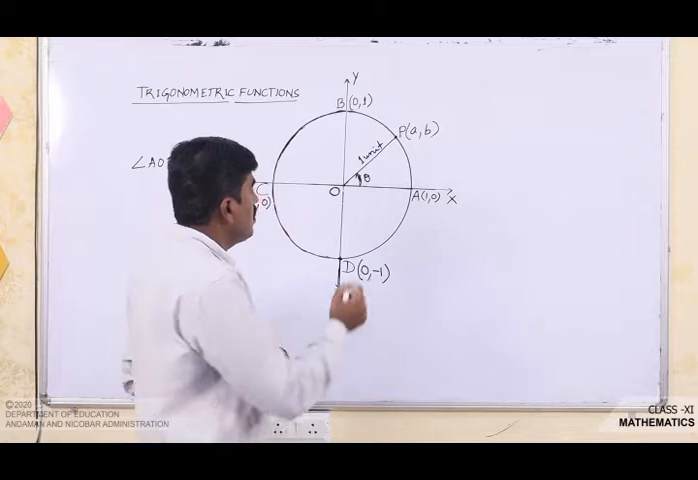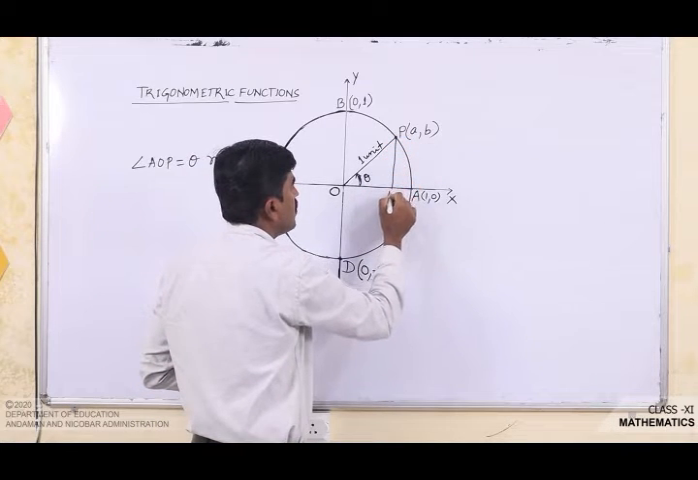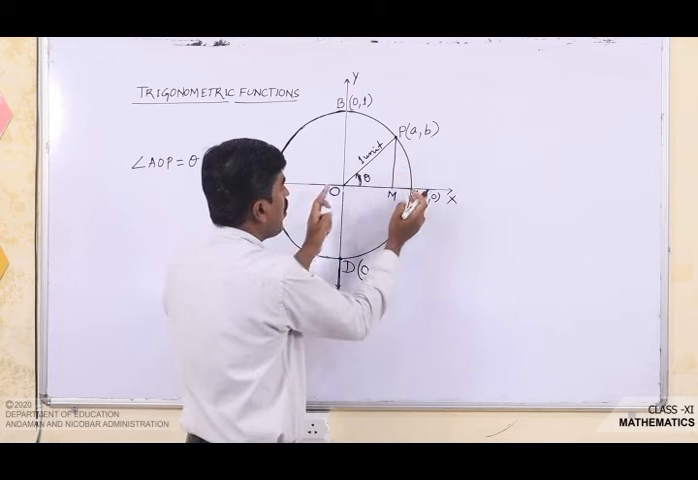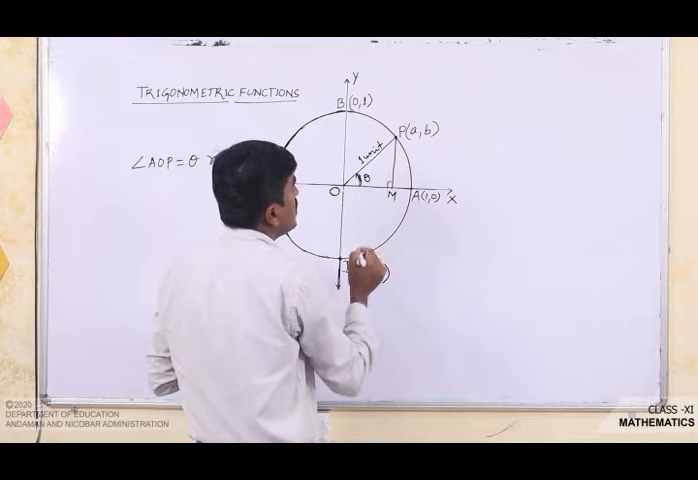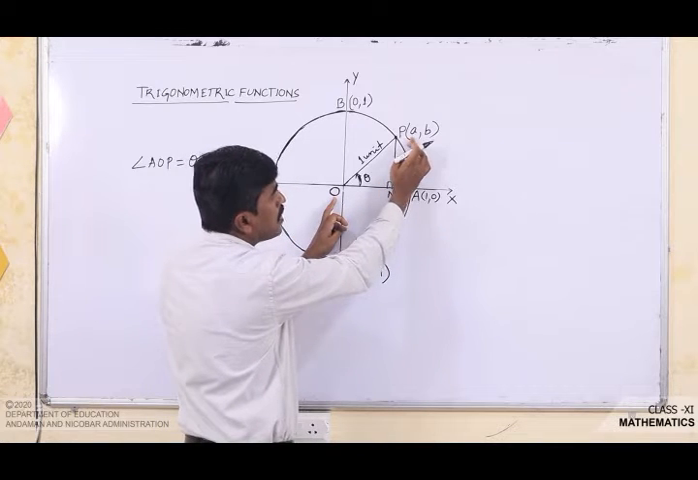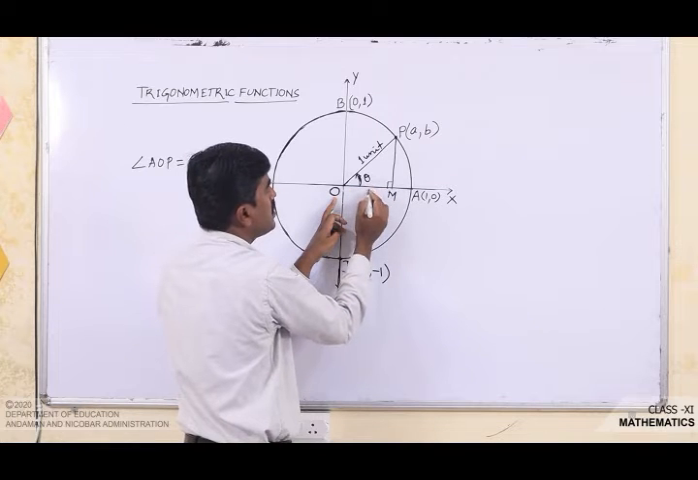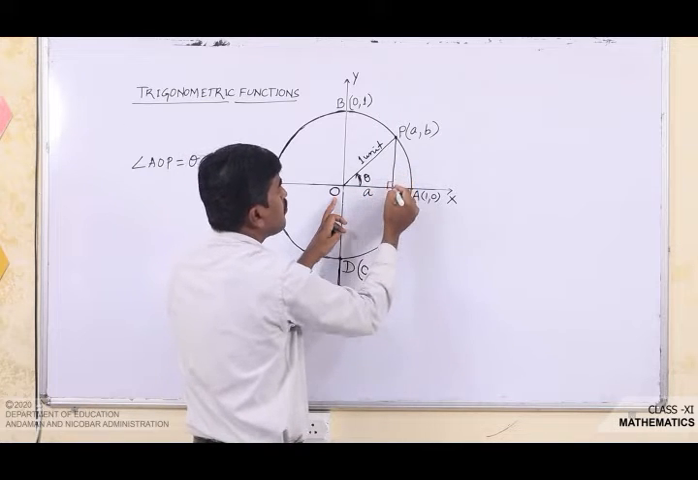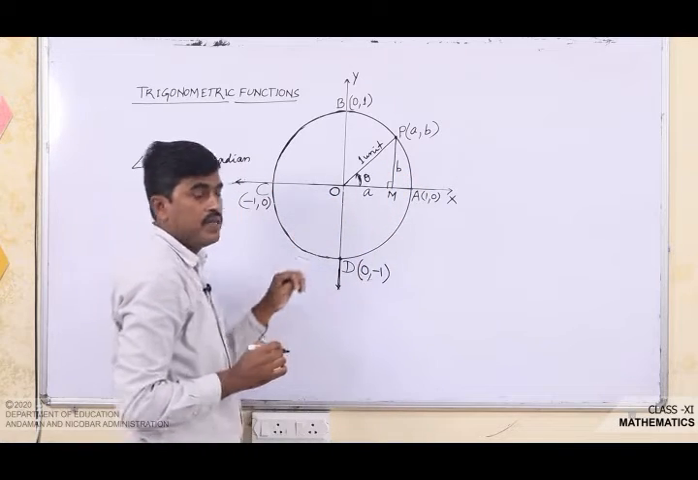Now let us draw one perpendicular PM from the point P on this OA or x axis. So this angle is 90 degree. Now here the coordinates of the point P is a, b. So the length OM is equal to a and the length PM is equal to b. It is small a, it is small b.